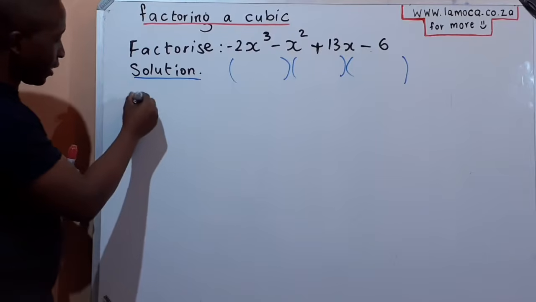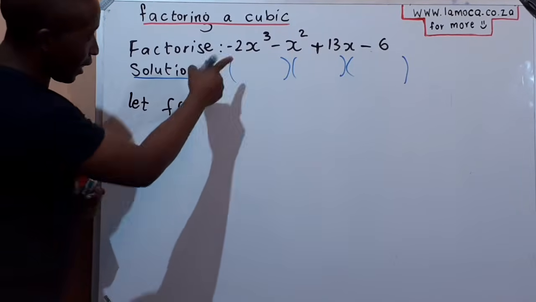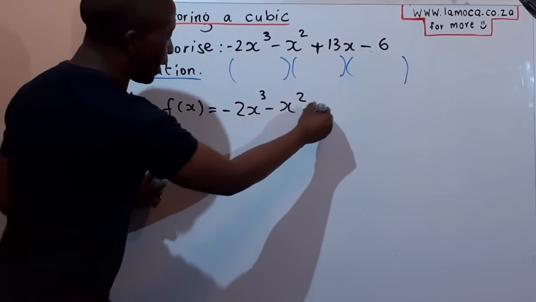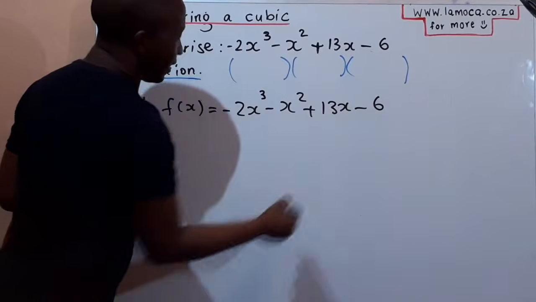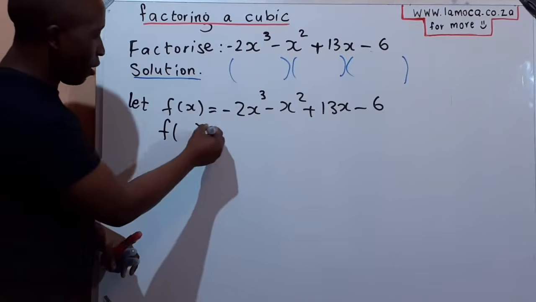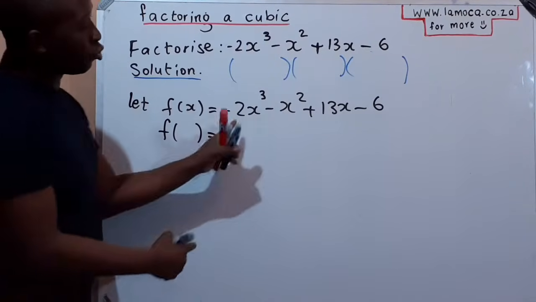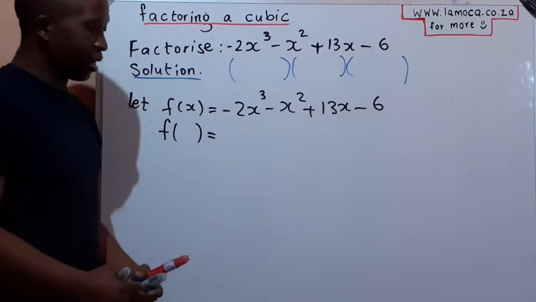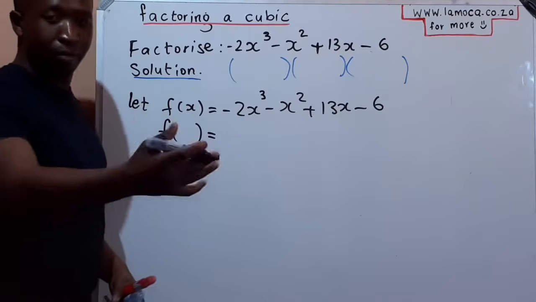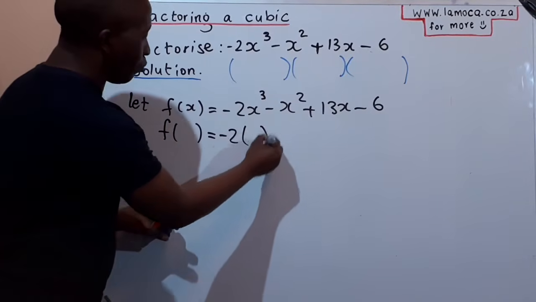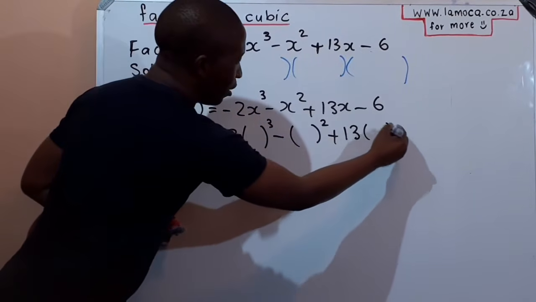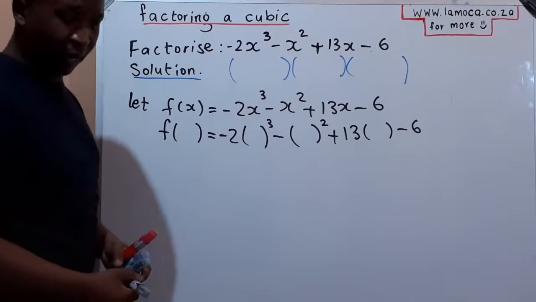So what you simply do is say, let that expression be f of x. So f of x is 2x cubed minus x squared plus 13x minus 6. The first factor, we find via trial and error by looking for an x value that we can substitute for x such that this whole thing becomes 0, because that will mean the remainder is 0 according to the factor remainder theorem. So we look for an x value that will give us a remainder of 0. Then that x value will be the root of our first factor.